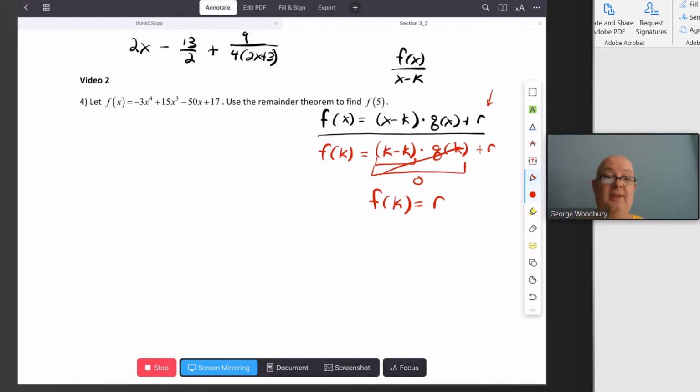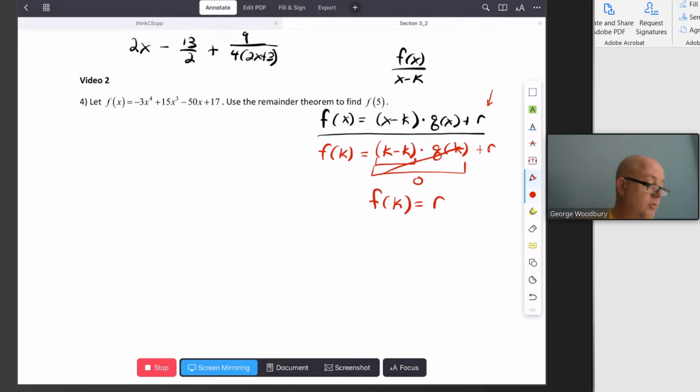We'll do a little more synthetic division, a little more practice is good, and we'll use that to evaluate the function as well. Now, if I had to evaluate this function that I'm given for 5, I've got to multiply -3 times 5 to the 4th, and 15 times 5 cubed, and 50 times 5, and then the arithmetic might get a little out of control there. If I'm using a calculator, it's not a big deal. But if I'm trying to do this without a calculator, synthetic division might actually be a little easier.